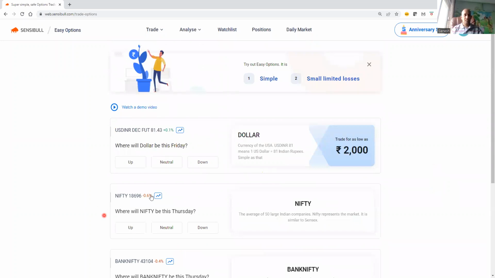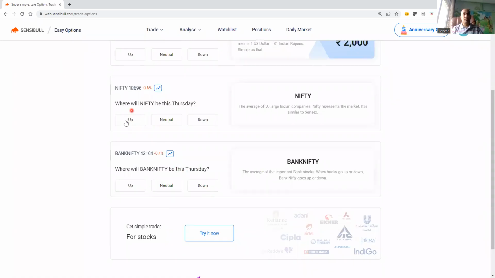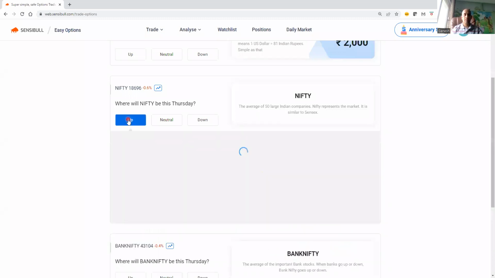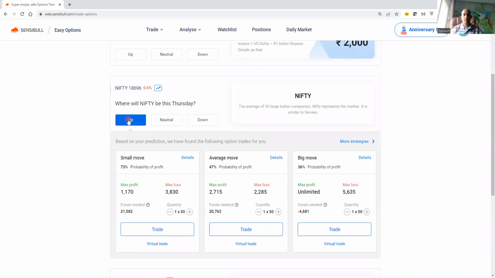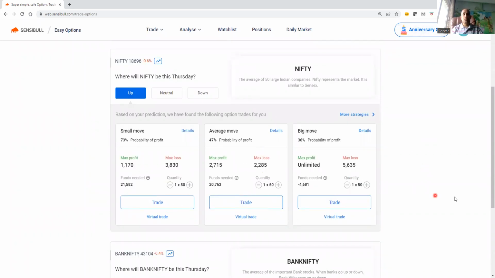Let's say Easy Options. See, USD INR is there. I'm not covering USD INR. Nifty is there. So where will Nifty be this Thursday? As I explained, by this Thursday, Nifty will be up. Let's say I plan for up. Now, when I expect Nifty to go up, here is the option: is it a small move, an average move, or a big move?